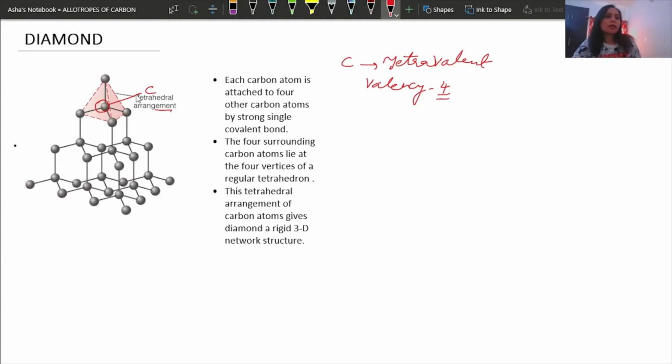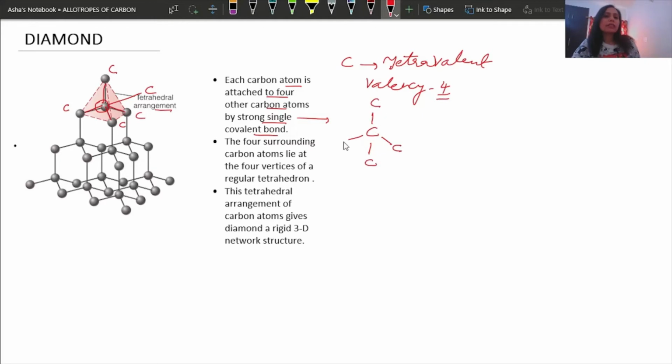So, here this is the carbon atom in the center. It is forming a single bond with the neighboring carbon atom here. It is also forming a single bond with another carbon atom here, a third bond with this neighboring carbon atom, and a fourth bond with this carbon atom. So each carbon atom is attached to 4 other carbon atoms by strong single covalent bonds. We have already understood single covalent bond, that is when there is a sharing of a single pair of electrons. So carbon usually has its 4 sides or 4 valencies satisfied.